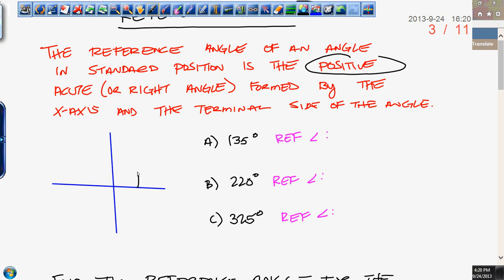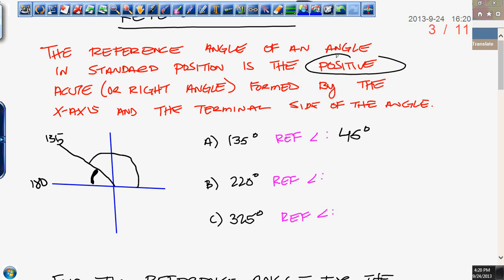So if we're doing 135, we kind of already hinted at that one. We know that way over here is 180, right? From 0 to there, that's 180. So 135 is somewhere around there. And remember, we're talking about the angle formed with the x-axis. So if this is 135 and this is 180, this angle would have to be 45 degrees.